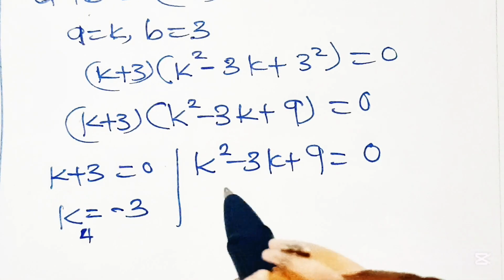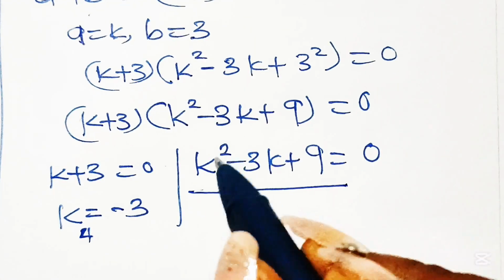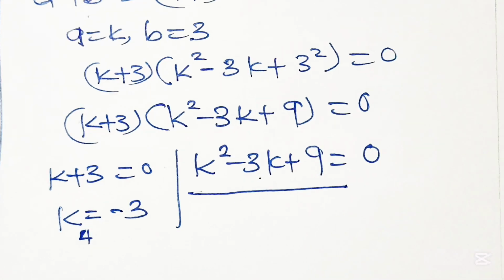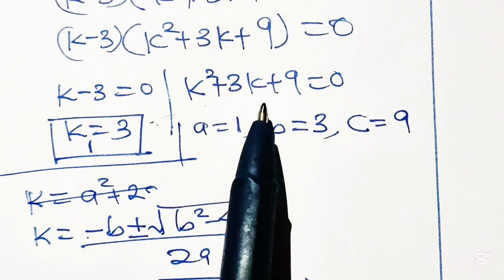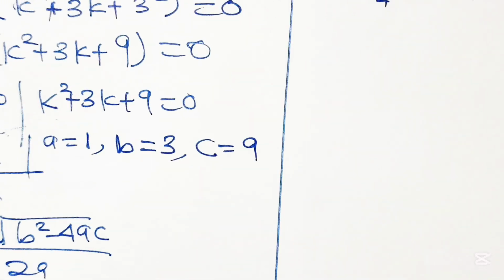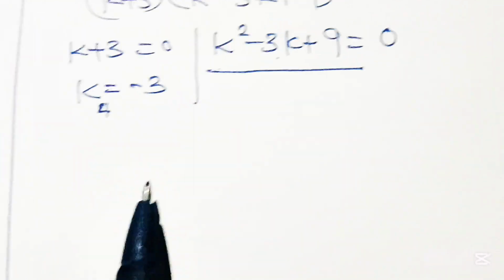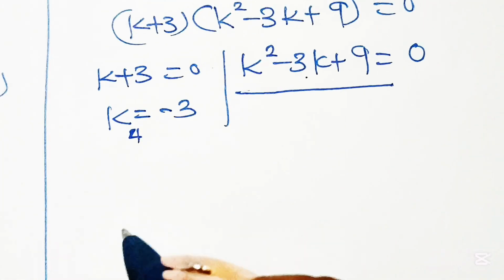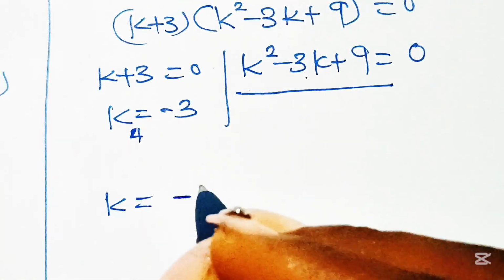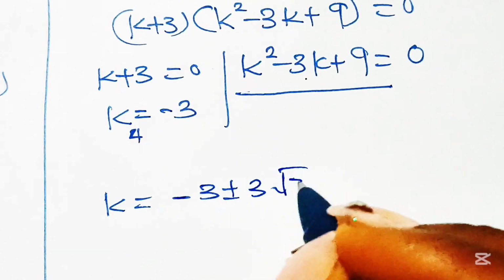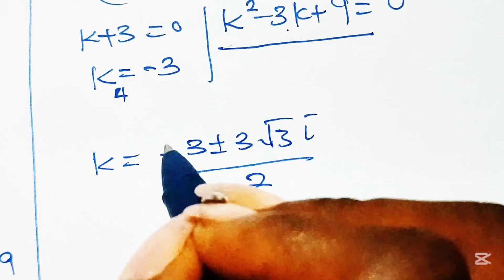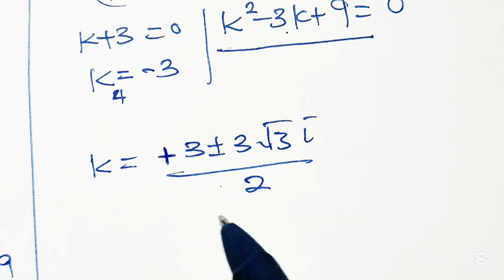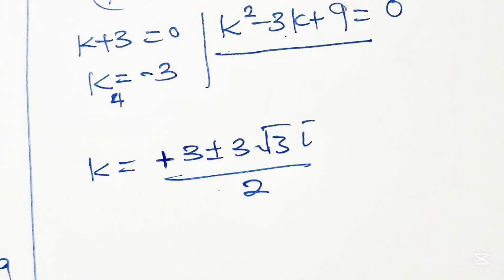Now I want you to look at this very well. This is what we have as our equation, k squared minus 3k plus 9. Now for the other one that we solved, this is what we have, k squared plus 3k plus 9. Now the difference between the two is that this is plus 3k, while this is what? Minus 3k. Now when we solved for the other one, this is what we got, that k is equal to minus 3 plus or minus 3 root 3i divided by 2. So if we solve this, we are going to get plus 3 plus or minus 3 root 3i divided by 2. Since this is minus and the other one is positive, that's the only difference we are going to get.